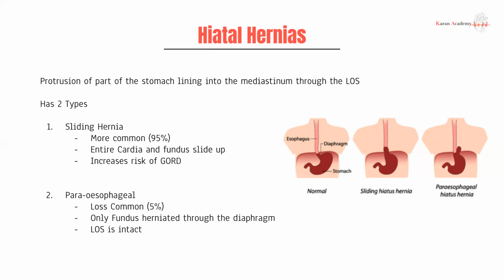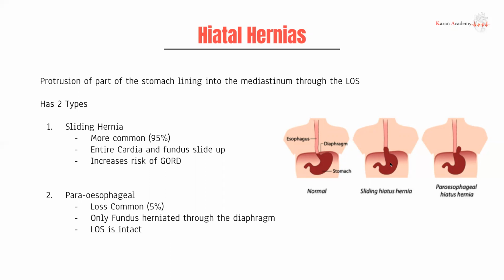Next, we have hiatal hernias. Not really inguinal, of course, but covering the matrix thoroughly, I thought I'd put it in. So hiatal hernias is where part of the stomach herniates through the diaphragm. And there are two types you need to know. The first is a sliding hernia, and the second is a paraesophageal hernia.